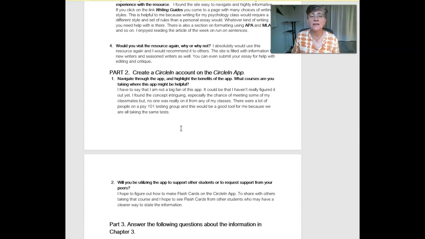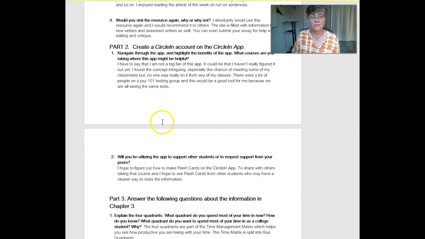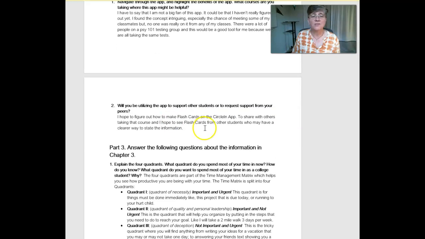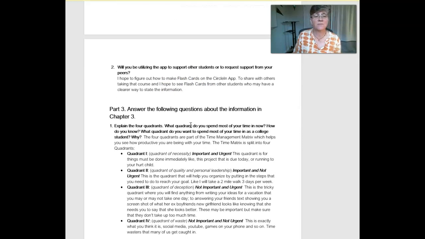The area on Circle In. Again, very interesting. This student said that she would not go back to the app. She was not a big fan of the app. I guess she could see that it might be helpful for some classes, but in her case, the students in some of her classes aren't using it, so it's not as helpful to her. So she doesn't have to agree with everything on the assignment, but you have to state why, and she did a really nice job doing that. She did come up with making flashcards on the app. So even though she didn't find it as useful, she did find something useful.